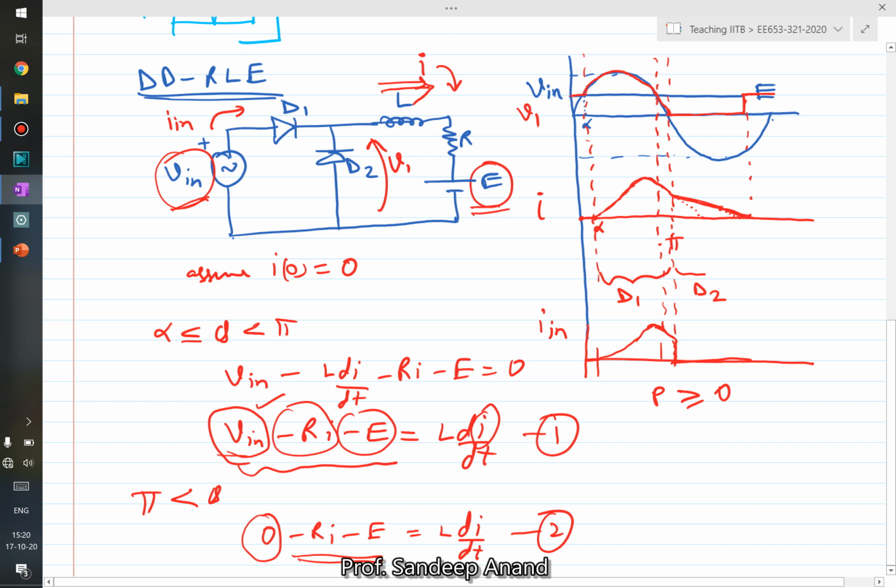And D2 is called freewheeling because it just freewheels while V1 remains equal to 0. When D1 conducts, V1 becomes equal to V in, and when D2 conducts, V1 remains 0. So this is how the circuit actually operates.